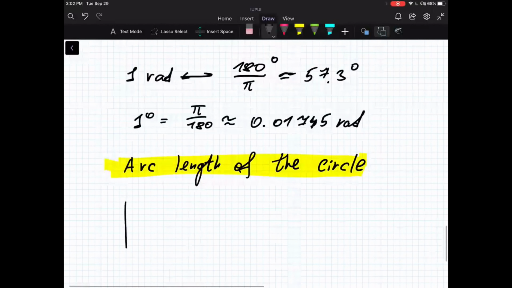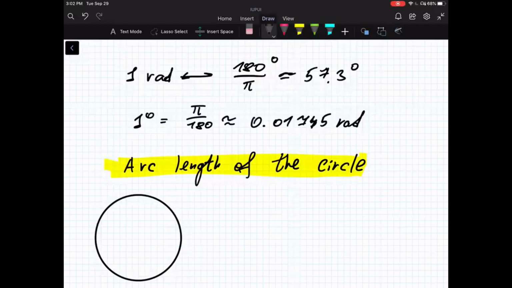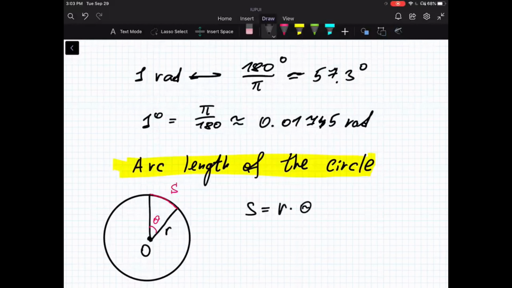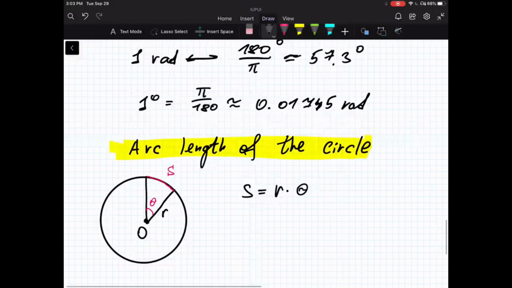Suppose you have some circle and you have some arc. Then there is a connection between the length of the arc, which I will denote by S, and the angle theta measured in radians. And S is equal to R times theta. So the radius of the circle times theta, where theta is measured in radians.